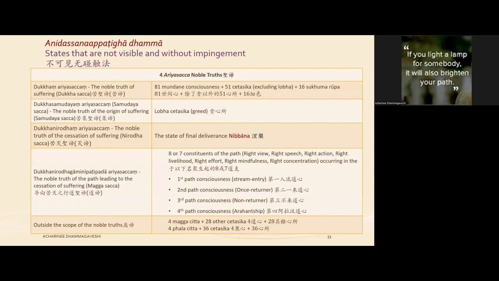We get 4 Arya Satya. The 81 mundane consciousness, the 51 Chetasika excluding Lobha, 16 Sukuma Rupa. These are Dukkha Satya. Lobha Chetasika is Samudaya Satya. Nibbana is Nirodha Satya. The 8 or 7 constituents of the path, these are Magga Satya. And the 4 Magga Chitta, the 28 remaining Chetasika, the 4 Palachitta and 36 Chetasika. These dhammas are outside the scope of the noble truths.